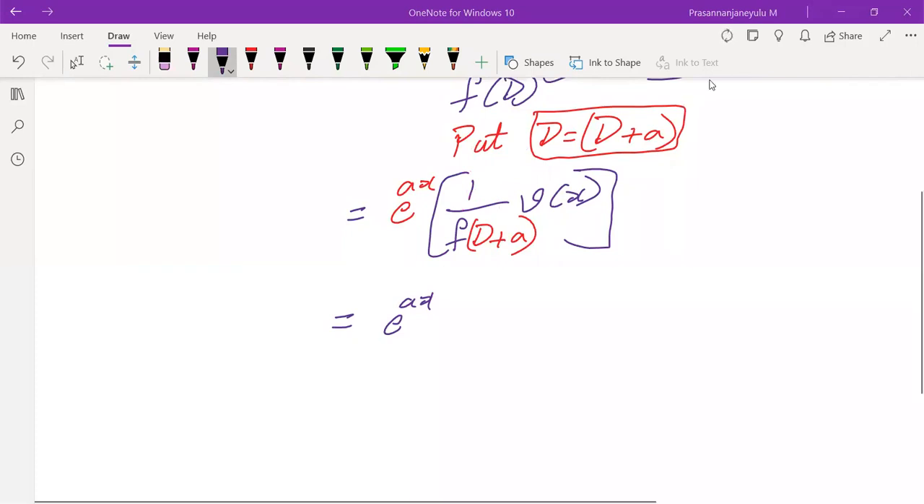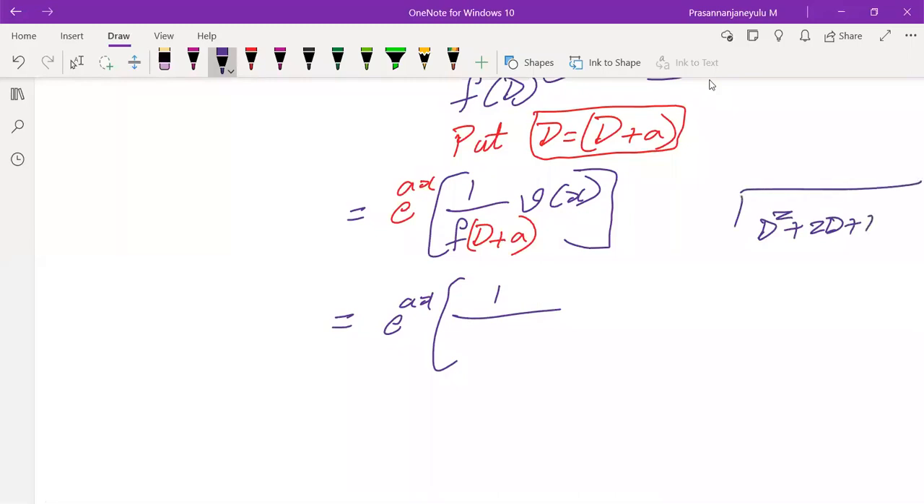Clear? Now, for example, I am taking e power ax into 1 by f of d, where f of d is d square plus 2d plus 1. In place of d, if I substitute d plus 2, what does it become? d plus 2 whole square plus 2 into d plus 2 plus 1.